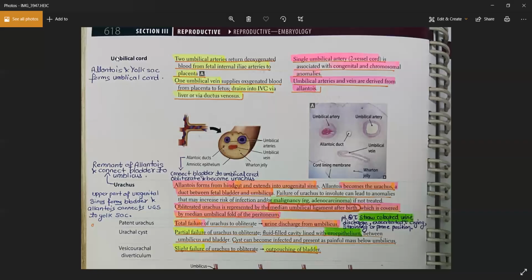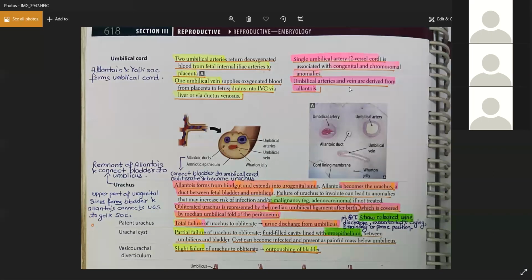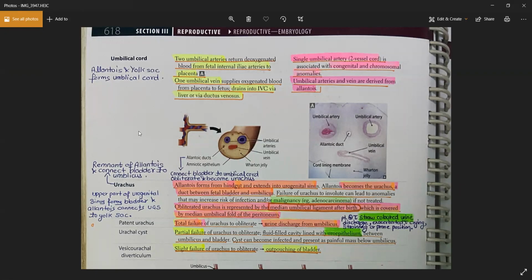What is the function of the allantoic duct? The allantois forms these arteries and this vein. And after that, the allantois will become the urachus, and it will connect your urinary bladder to the yolk sac. The function of the omphalomesenteric duct is to connect the midgut and the yolk sac, right? The function of the allantois is to connect the urinary bladder and the yolk sac. Okay. Let me go back again.